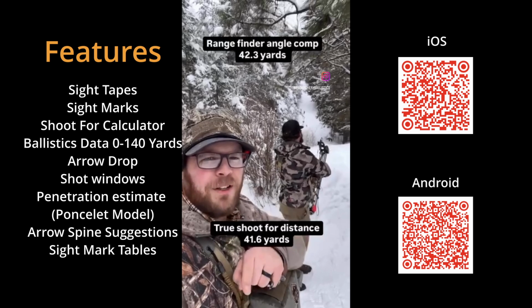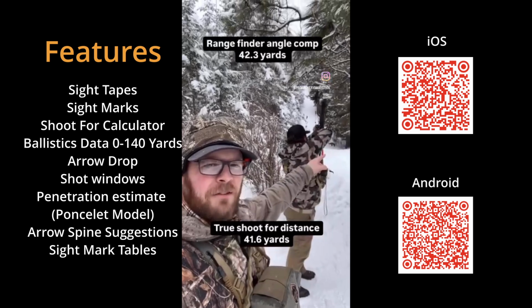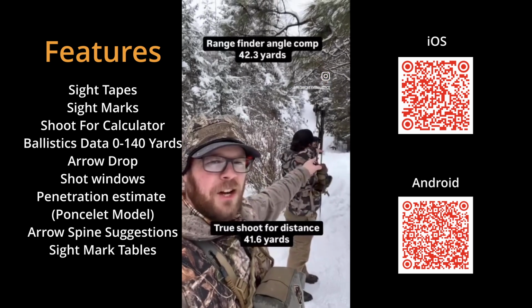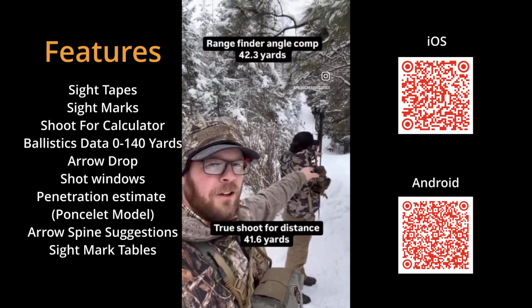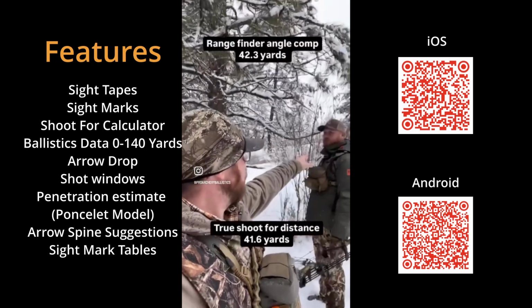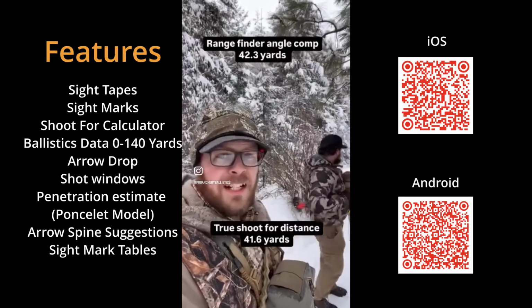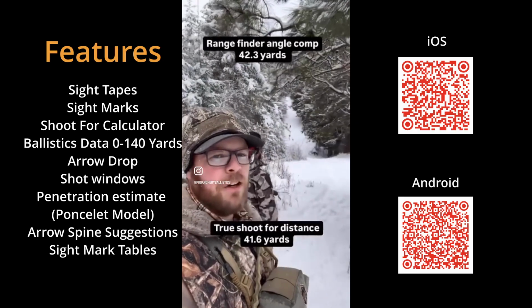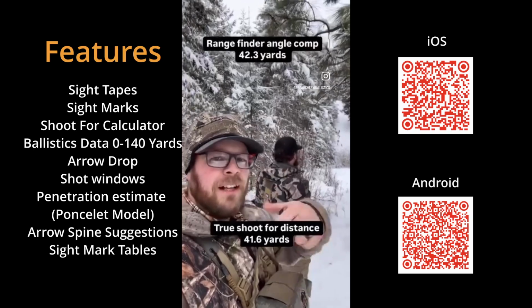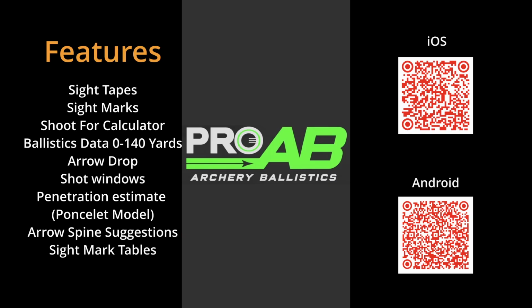Why Pro Archery Ballistics? We have a 43-yard line of sight downhill shot, 15-degree angle. The rangefinder told us 42.3 on an angle compensation. Actually, it's about 41.6 when you factor in gravity like you should. That's why you should use Pro Archery Ballistics.